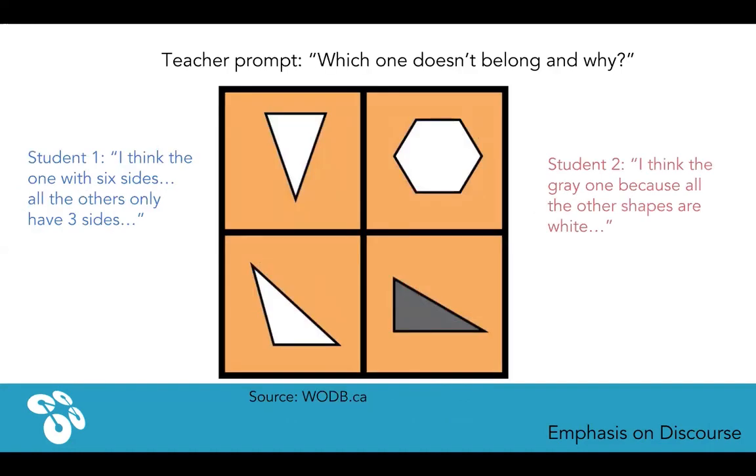Which One Doesn't Belong is a math talk routine that solicits student insight about why certain shapes, numbers, or other elements don't belong based on particular characteristics. This routine is great at building, reviewing, and stretching math vocabulary while getting to our third point of emphasis.